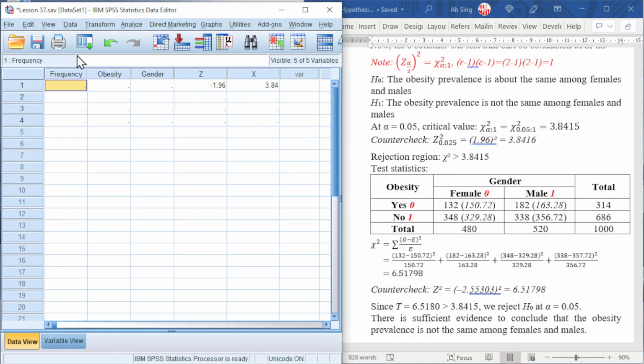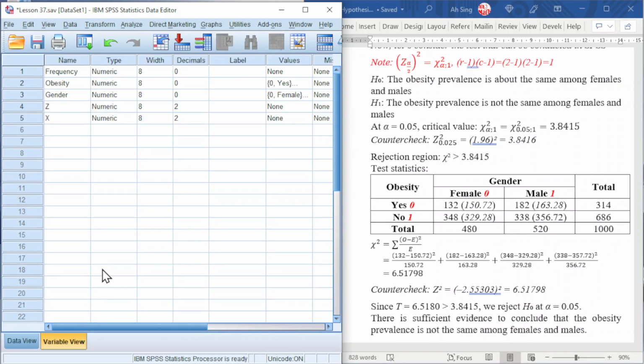Always remember to give a column for the frequency, which is the observed value or the numbers here. Secondly, we need a column for each variable, which means that we need 2 columns here, one for obesity, one for gender. And we can go to variable view to define obesity and gender.